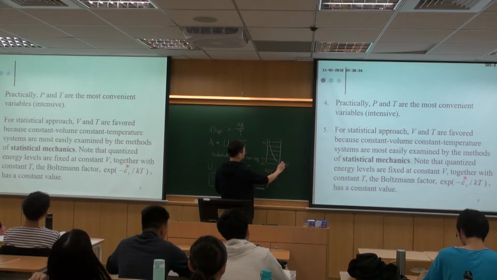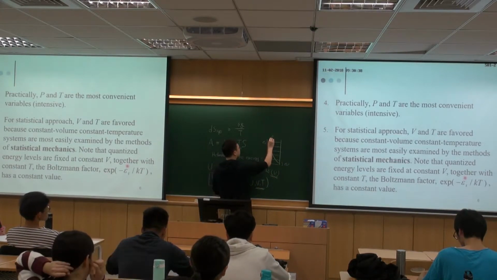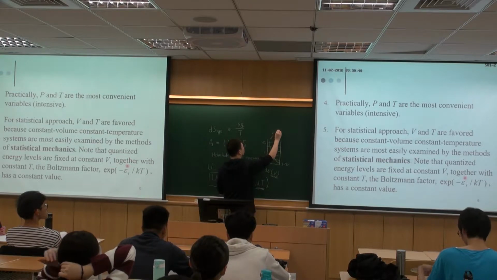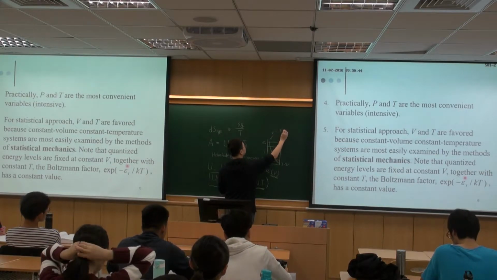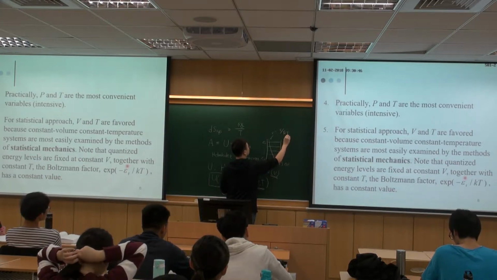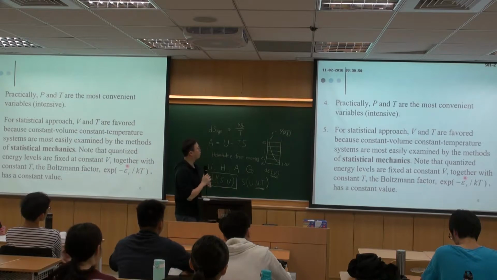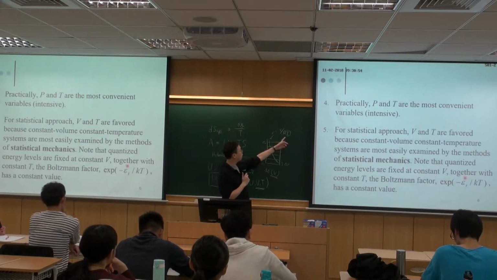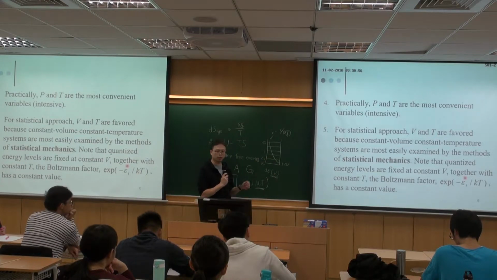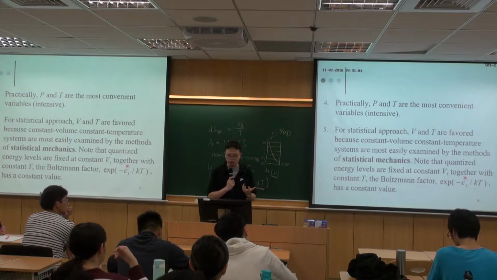So this discretization is related to volume, and this distribution is related to temperature. Okay, so that's the reason why for a statistical approach, typically we want to have fixed temperature and fixed volume, such that we can fix the system and allow us to do the discussion much easier.